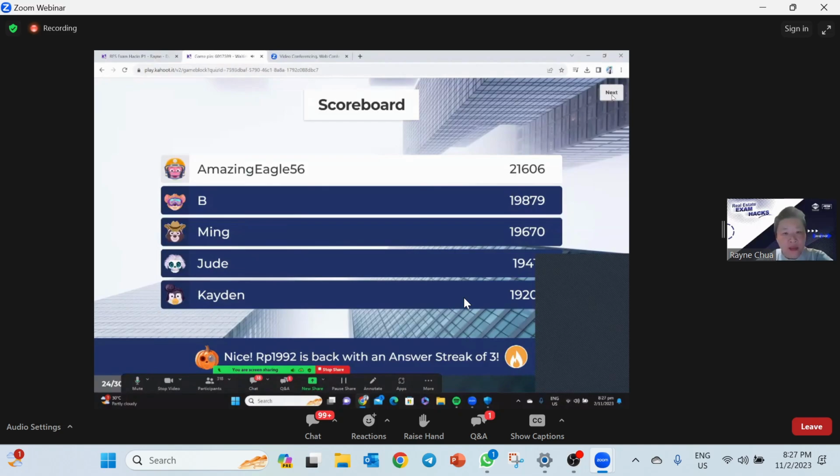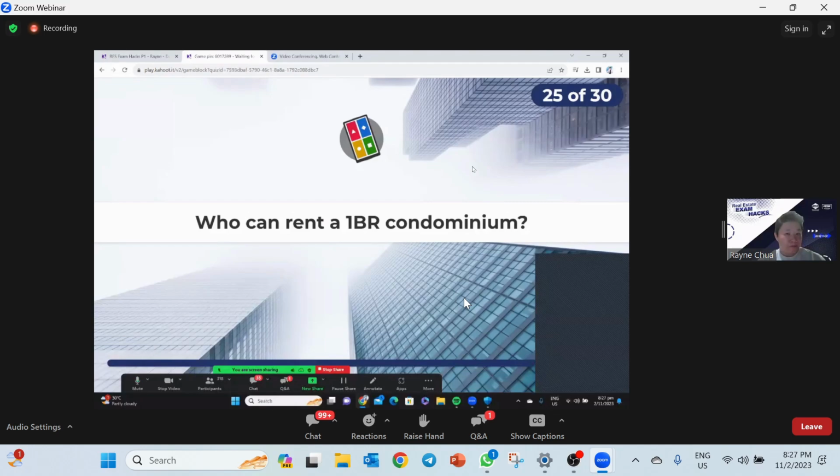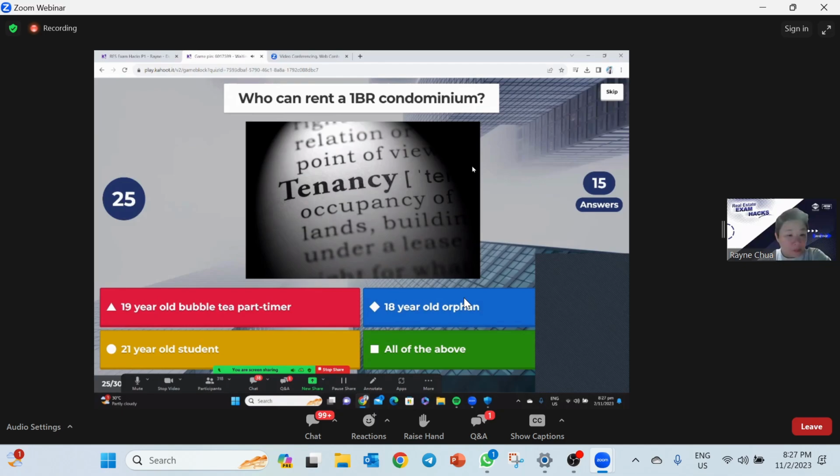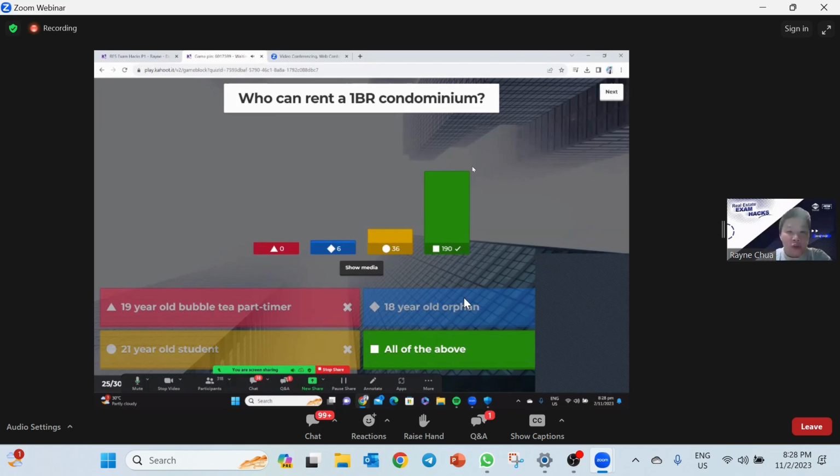Okay, let's go. Last few questions. Who can rent a one-bedroom condominium? So this question is to test you on the legal age for someone to actually rent a property or to sign a tenancy agreement. Anyone from 18 years old and above can rent a property and enter into a tenancy agreement. Okay, well done.